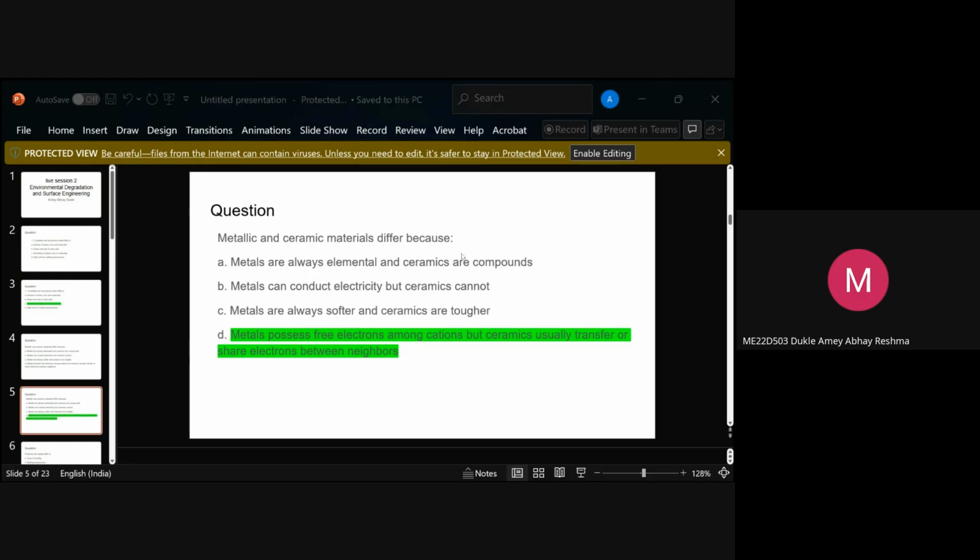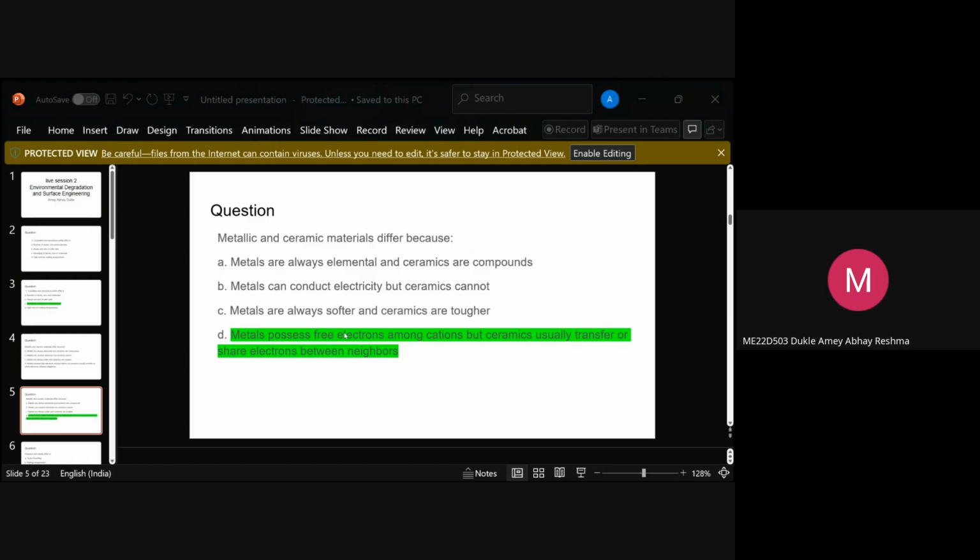In case of a good conductor, you will always have free electrons. That is why metals have free electrons, whereas ceramics have all their valence filled, so they act as insulators. Other options we'll also check: whether metals are always elemental or ceramics are compounds. Metals can be non-elemental also. It can be like alloys also.